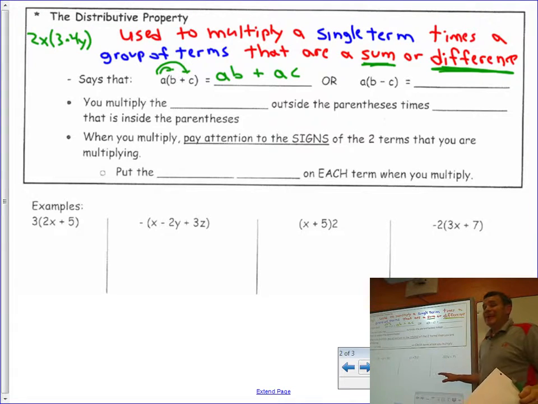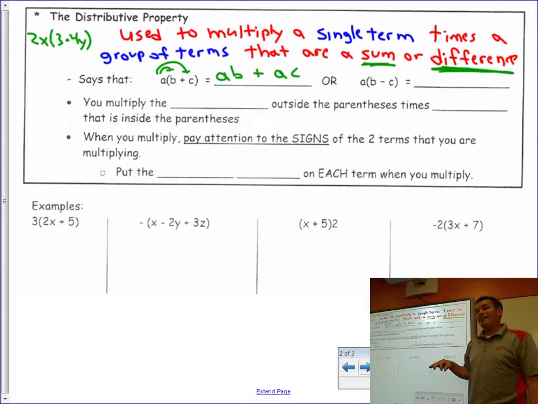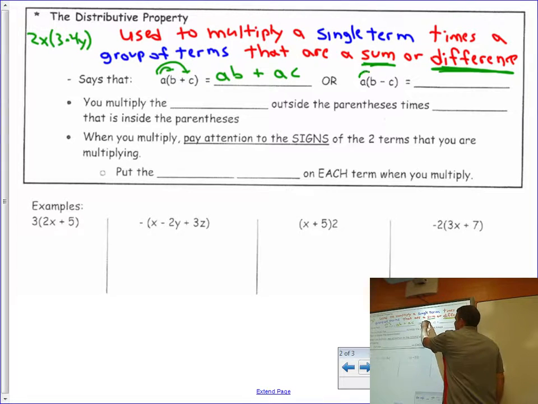The big thing to get out of that is simply that the single term, the a, gets multiplied separately by each term in the group. And the same is true if you have a difference. The a gets multiplied by the b, this time it's minus, and the a gets multiplied by the c.